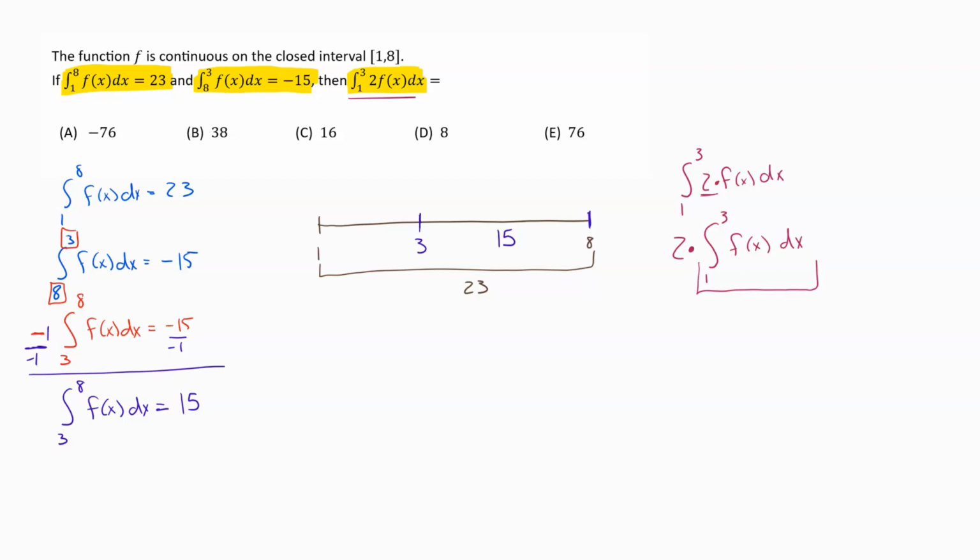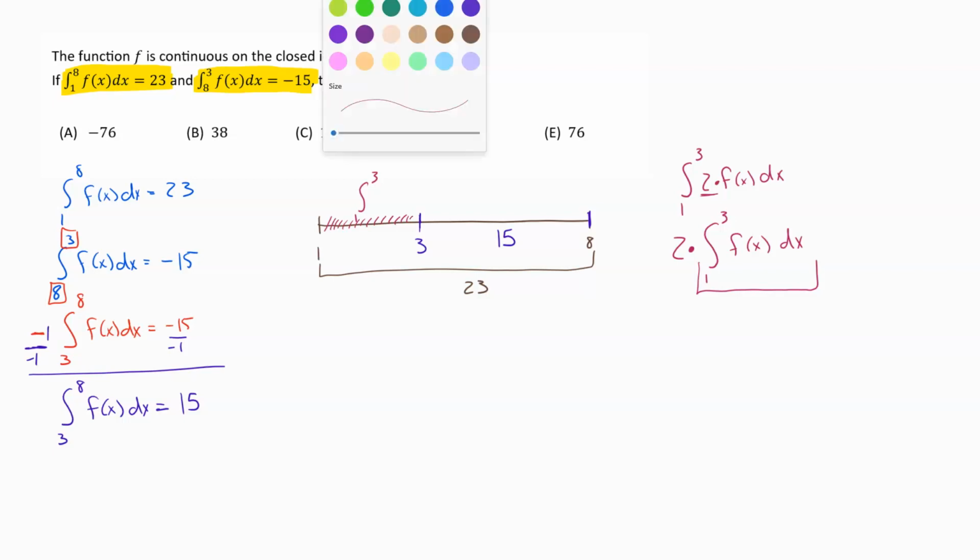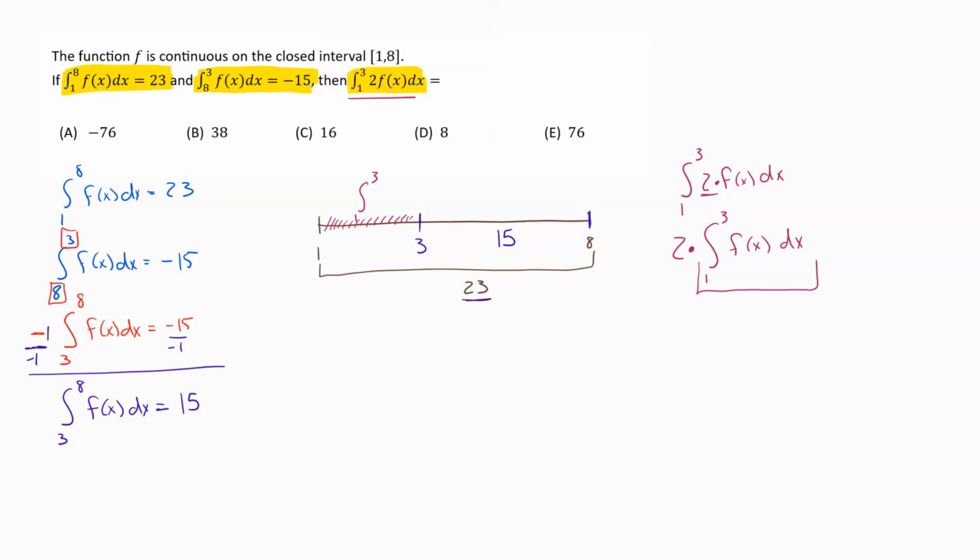Looking over at my number line, the integral from 1 to 3 is going to be this section of my number line there, which tells me that if I take the full value of my number line, which is 23, and I subtract off this integral I have here of 15, the 3 to 8 value, that's going to leave me with the leftover amount that I'm looking for. So I take the full value, 23, and subtract off 15 from that, and that tells me that the integral that's left over there, that integral value, is 8.